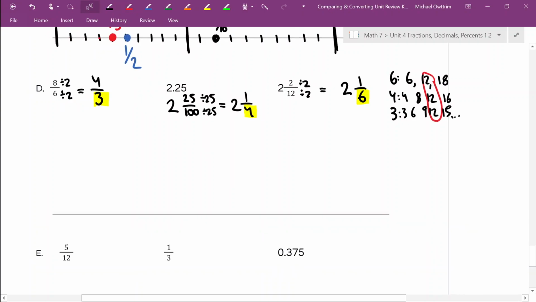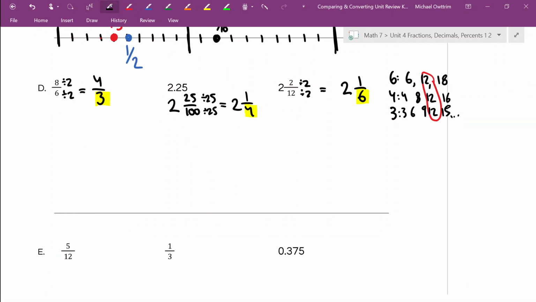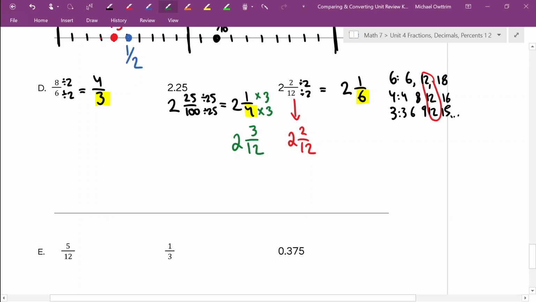So let's multiply to make all of these have a 12 on the bottom. This one over here actually already had a 12 on the bottom, which is fantastic. We're going to multiply this by 3 to make a 12 on the bottom. And we'll multiply over here by 4 to make a 12 on the bottom. And 12 goes into 16 one full time, and that would leave 4 out of 12 remaining.